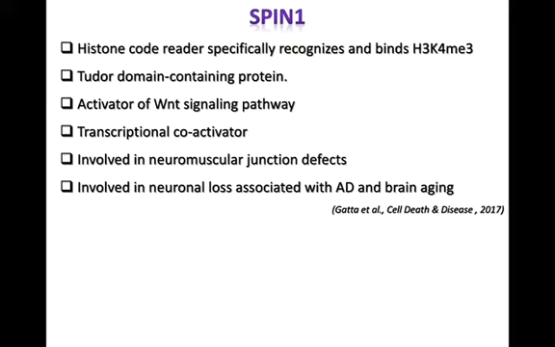So it is important and involved in neuromuscular junction defects, as well as involved in neural loss associated with AD, Alzheimer's disease, and brain aging. So it's a very important protein, and it needs to be regulated in order to understand how to cure or solve the problems of defects in the neuromuscular junction or deal with AD and brain aging. So these are the main functions of Spin1.